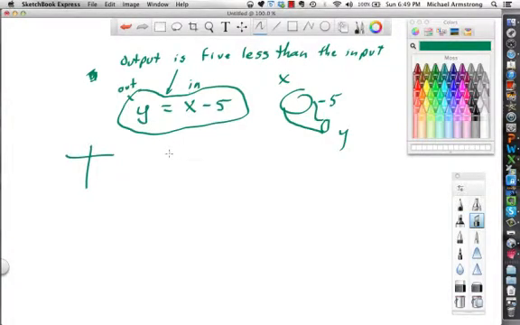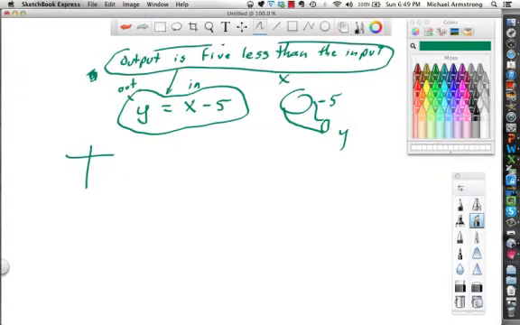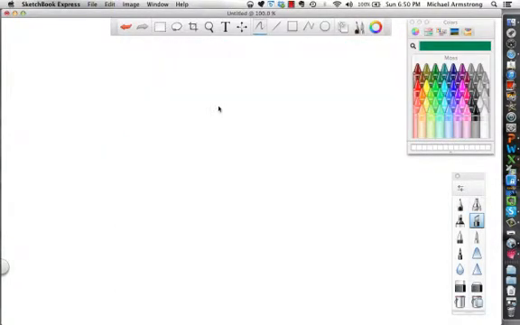So you have to change some of these word sentences. Okay, the output is 5 less than the input, into algebraic equations. Y is equal to x minus 5. So that's kind of what's on the list, things you have to do. You have to evaluate a function too, which might mean you have to simplify it or solve for it.